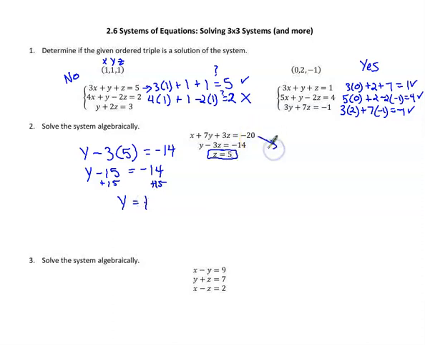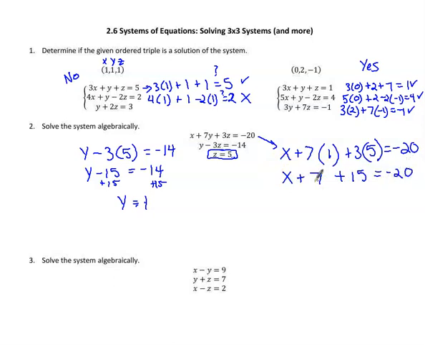So we go to the top row. I don't know x. I do know y is 1, because we just solved that one. And then plus 3 times z, which we already saw was 5. And then that equals negative 20. So that's x plus 7 plus 15 equals negative 20. Combine like terms, and you get x plus 22 equals negative 20. Subtract 22 from both sides, not 20. Subtract 22, and you get x is negative 42. So my solution, the ordered triple, is x, which is negative 42, comma y, which was 1, comma z, which is 5.